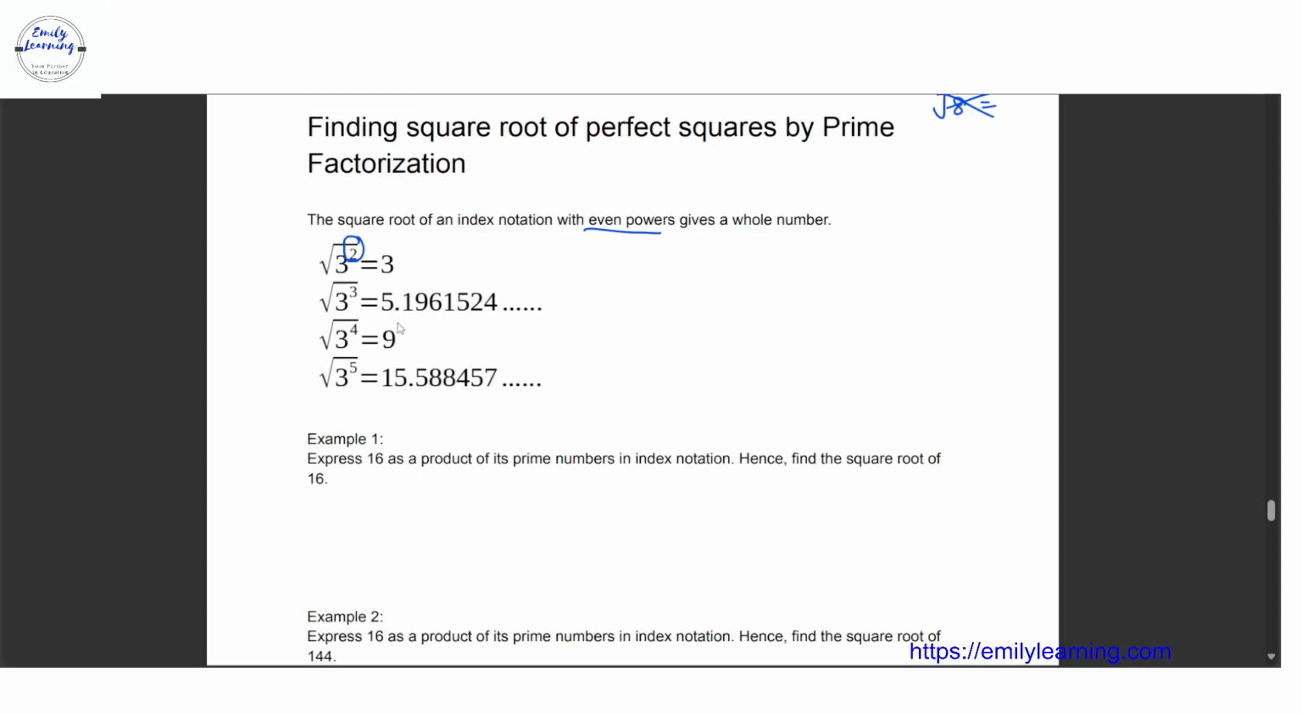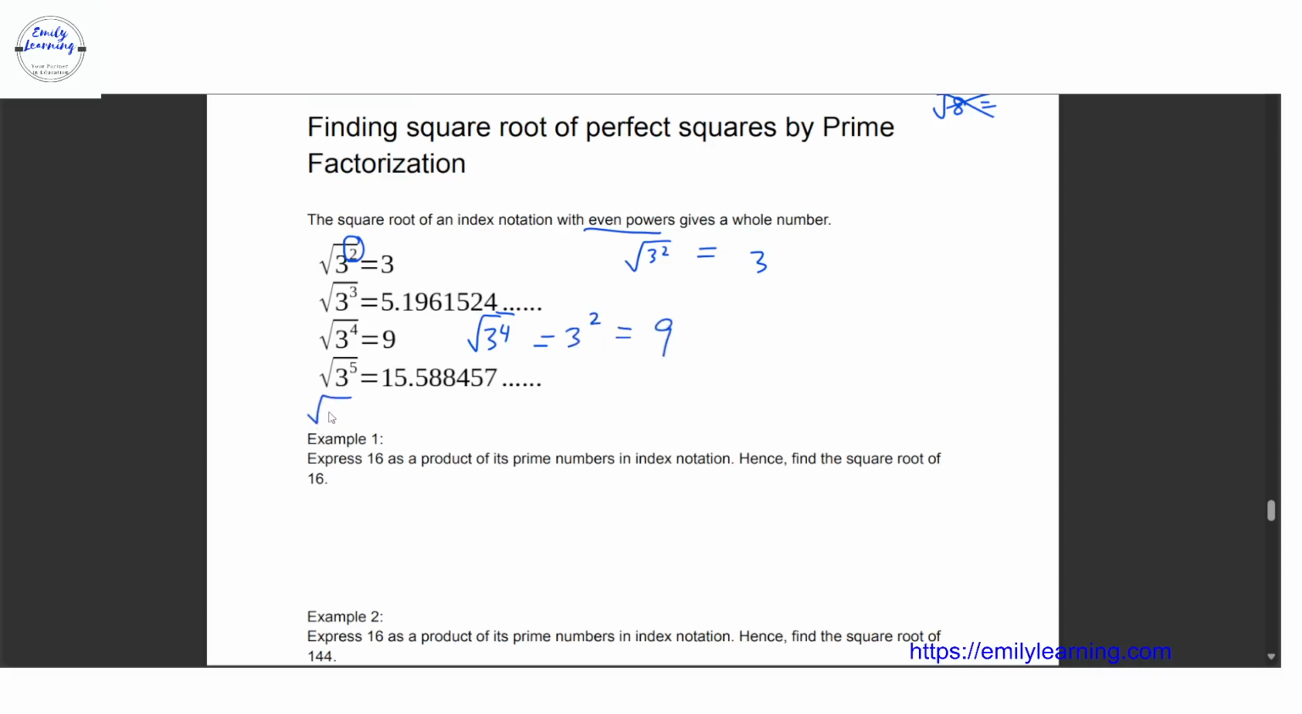So in other words, we can square root 3 square, 3 to the power 4, 3 to the power 6, 3 to the power of 8, and so on. And notice that if I were to square root 3 square, I will halve its index. So from power 2, it becomes power 1 when I square root it. So here, 3 to the power of 4. When I square root it, I halve its power, so it becomes 3 square.